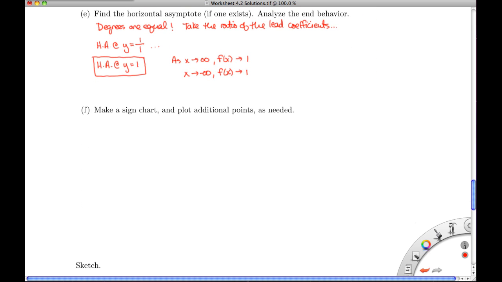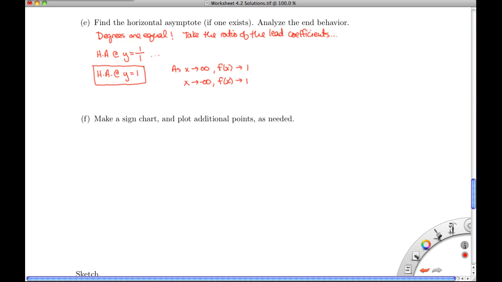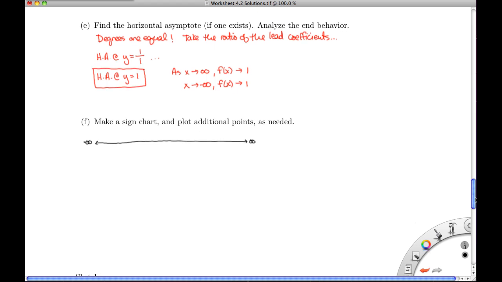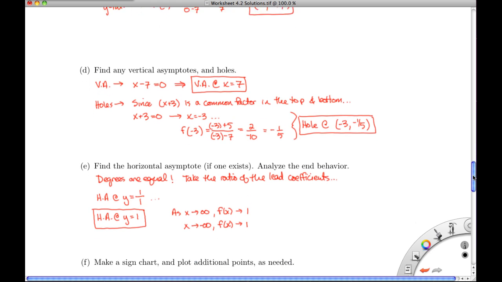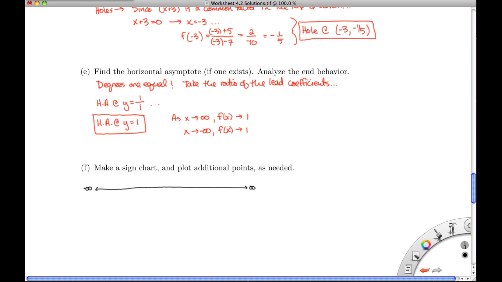Okay, so we're getting there. So now we need to make a sign chart and plot additional points as needed. So let's go ahead and start this sign chart here. So we're going to get a real number line from positive infinity to negative infinity. And remember from last time we said what you want to go ahead and do is plot any vertical asymptotes or x-intercepts. If we go back and take stock, we've got an x-intercept at -5, and we have a vertical asymptote at +7. So we're going to drop both of those on here. So -5, this is a 0. And then +7, remember, was a vertical asymptote.